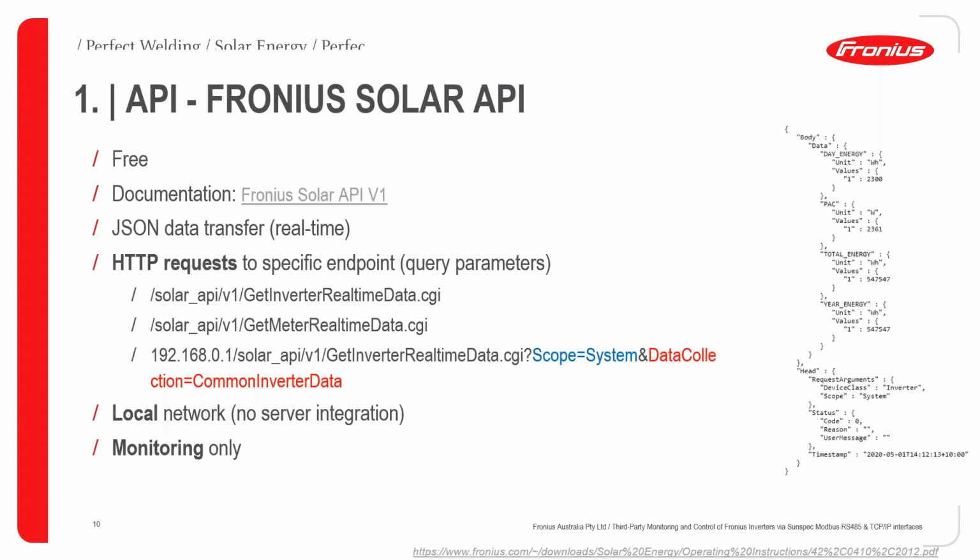Background a bit on APIs. I do want to say that we actually support 2 versions of APIs, so Fronius Solar API, and you'll see later some other sort of APIs as well. So Fronius Solar APIs are free. Documentation is available there. That's a link that will take you to the actual PDF document. So that supports a JSON file transfer. The way you do it, you actually put in an HTTP request in the browser.